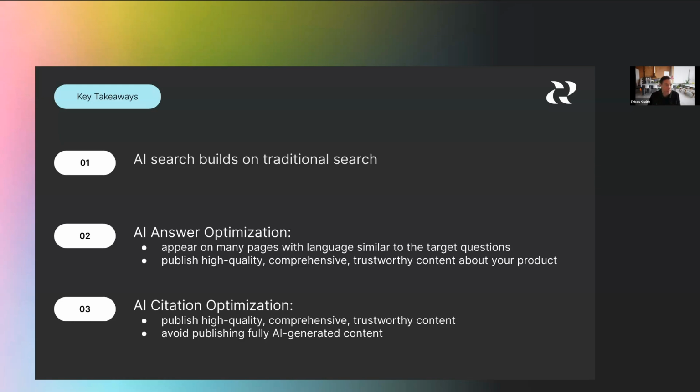The things that matter now are answer optimization: how does Resort Path show up for a question? And then citation optimization: what are the publications that are showing up as the citation, and how can I make sure that my brand or my product is the thing that's being cited?